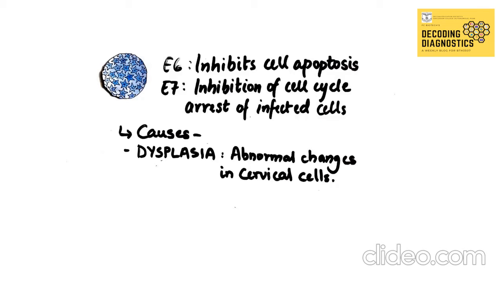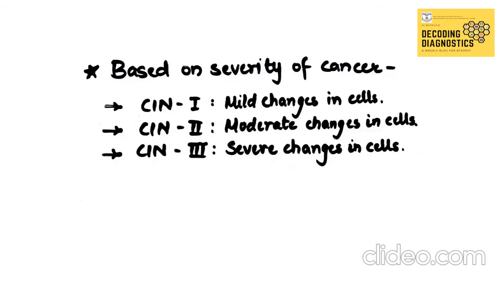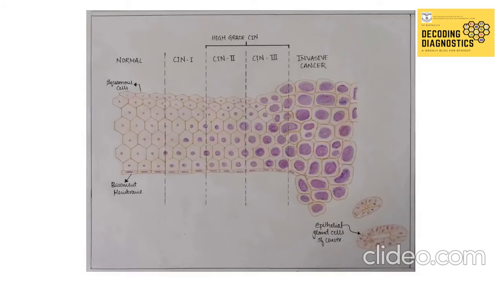That causes dysplasia, that is, normal cells change abnormally in the cervical area, and it is called cervical intraepithelial neoplasia, CIN. Based on the severity of abnormality, CIN is classified as CIN1, mild changes in cells; CIN2, moderate changes in cells; CIN3, severe changes in cells. CIN1 resolves on its own. CIN2 and 3 are precancerous and may become cancerous.